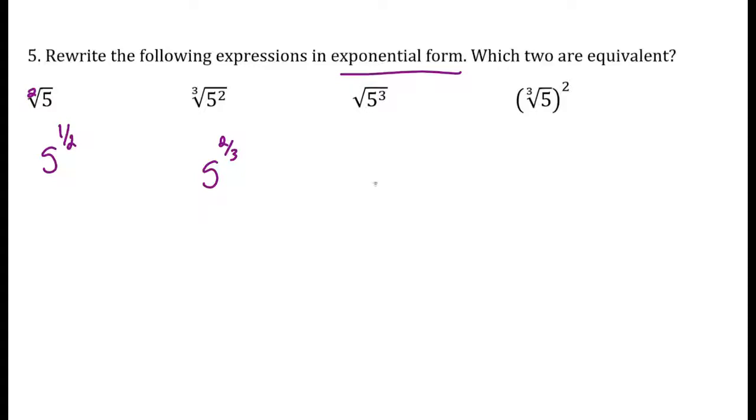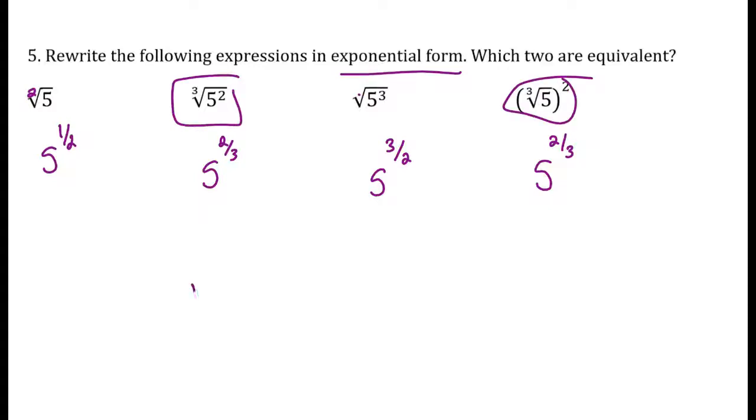I've got a square root. Square roots are halves. So 1/2 power, 3/2, power over root. And finally, I've got a cube root. So I've got 5 to the 1/3, but it's squared, so to the 2/3. Which two are equivalent? I can either take the cube root of a square, or I could square the cube root. Both of these expressions here are equivalent. They look different, but they have the same value.